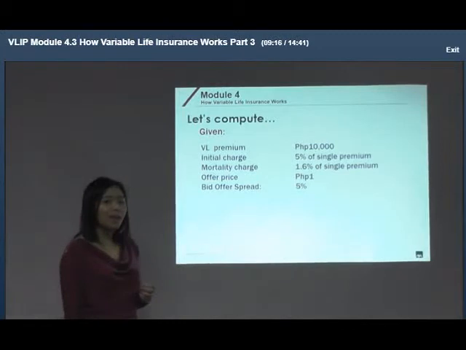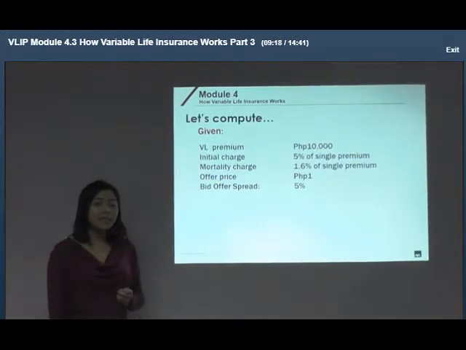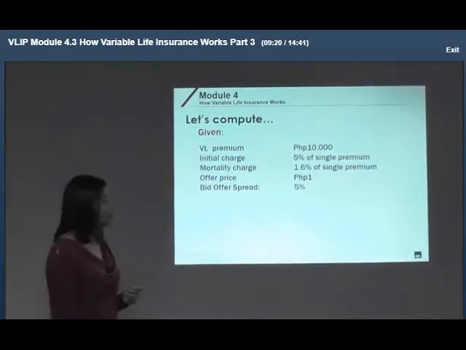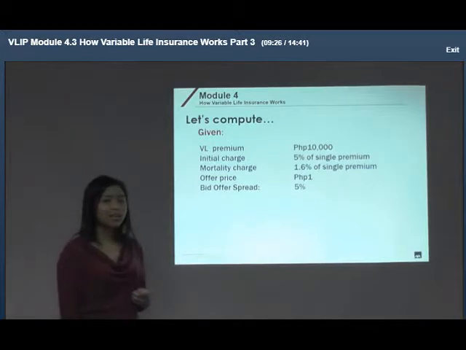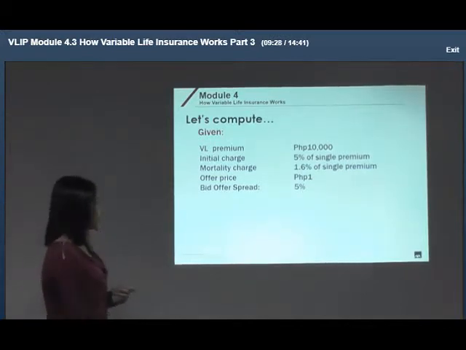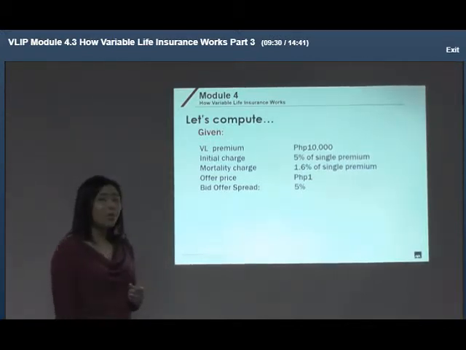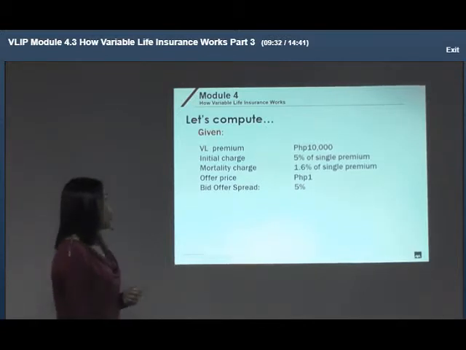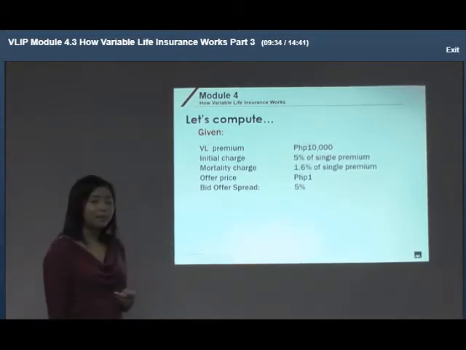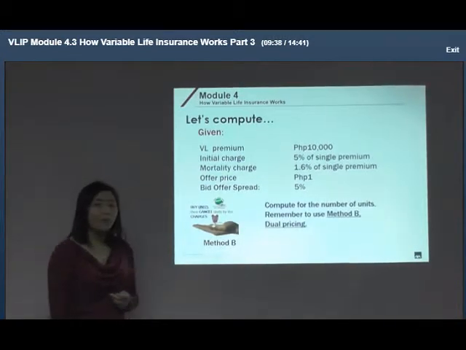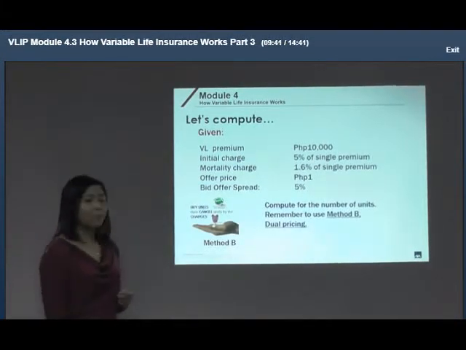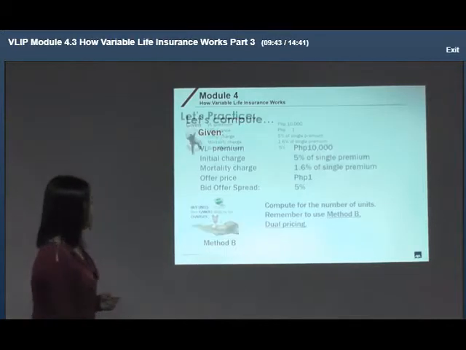Let's say our client invested 10,000 pesos. At the time of his investment, the initial charge is 5%. The mortality charge is 1.6%. The offer price is 1 peso. And the bid offer spread is 5%. Now let's compute for the number of units using method B in dual pricing.